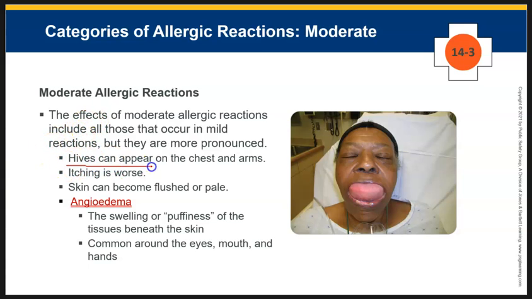Moving to a moderate allergic reaction, we see more pronounced symptoms. The hives can appear, as said before, on the chest or the arms. The itching is going to be worse. And we also get angioedema, which we see in this slide, the image of this patient with swelling beneath the skin, around the eyes, the mouth, and in some cases, on the hands as well.